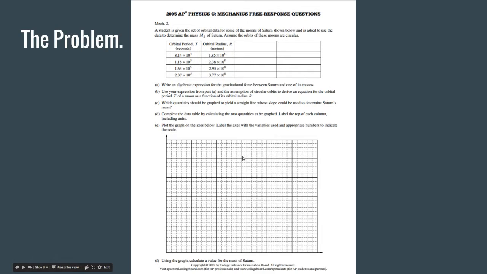Alright, here's the problem that we're presented with. A student is given the set of orbital data for some of the moons of Saturn shown below and is asked to use the data to determine the mass m of Saturn. Assume the orbits are circular. So that tells us we don't need to worry about Kepler's law of elliptical orbits. You can read the parts for yourself if you pause the video right now. I'm not going to go through and read each one, but we will get to each of these problems in just a second.